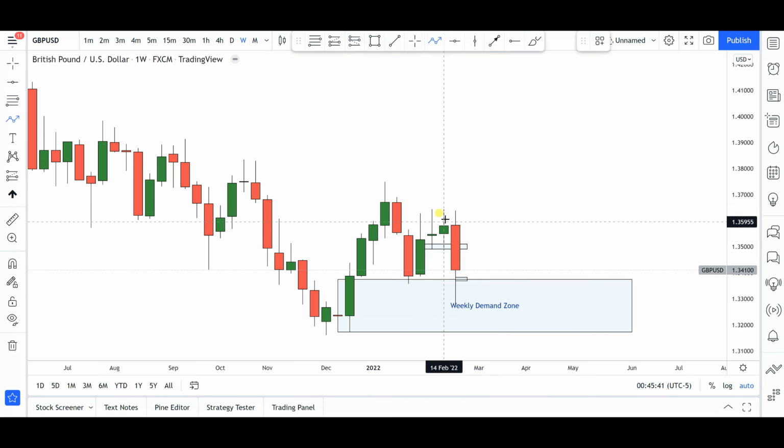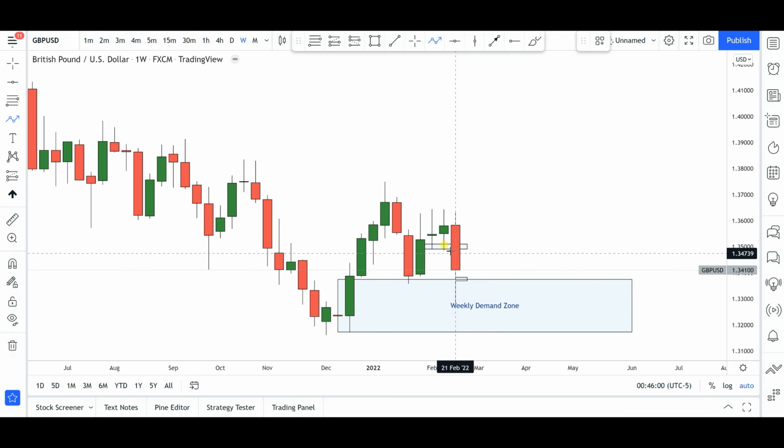And then this week again we got another dip into that demand zone, deeper this time around, and you can see that slowly but surely the bulls are now showing their muscle in this particular market. But again, if you take a look at the body of this week's candle, it is looking more bearish than bullish in my own opinion.